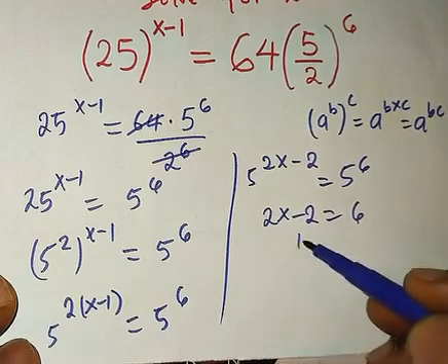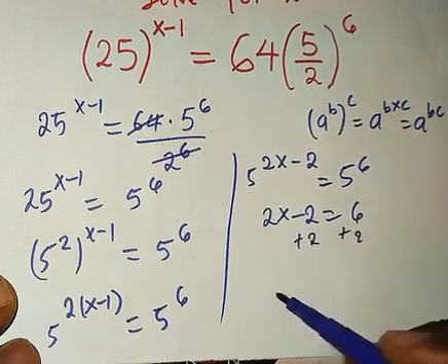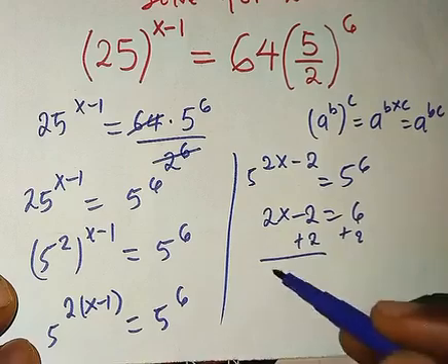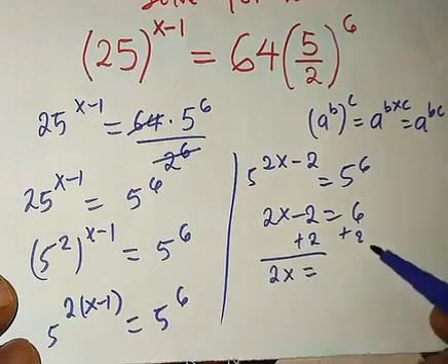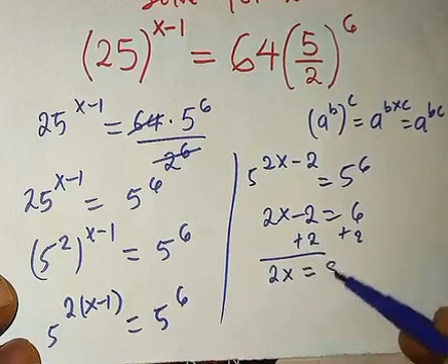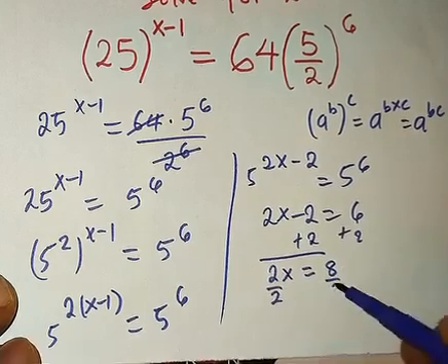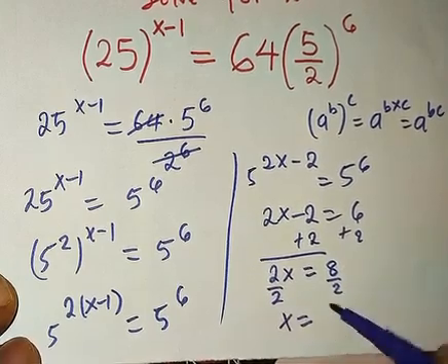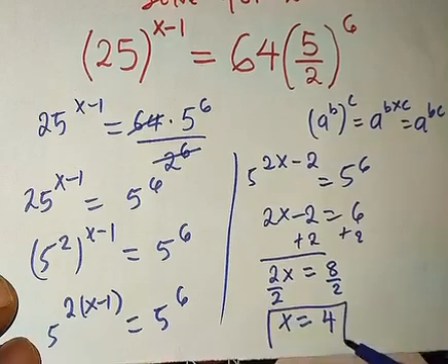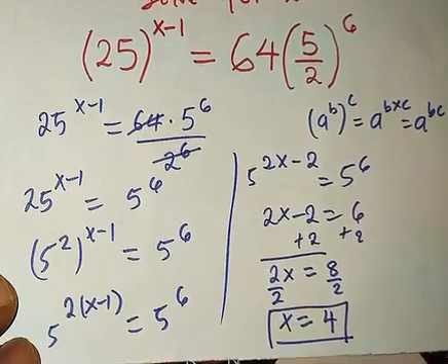So I add 2 to both sides of this equation. I'm going to be having 2x equals 6 plus 2, which is 8. Divide both sides by 2. So I have x equals 4. So we have the solution to the problem to be 4.